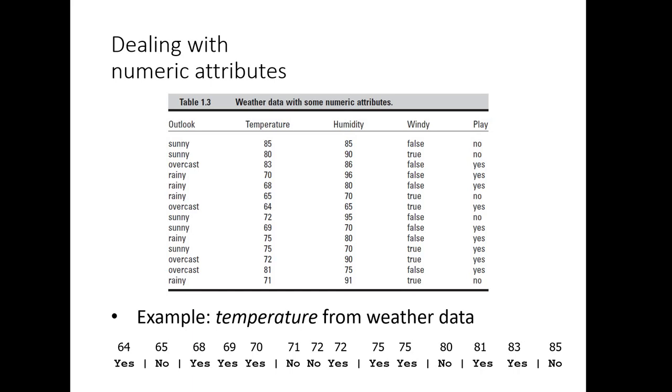So I got all the values, checked with their class label in a sorted manner from lowest humidity value to highest humidity value. What is the next step? We put a breakpoint whenever the class changes. So just to know, we can put a class breakpoint.